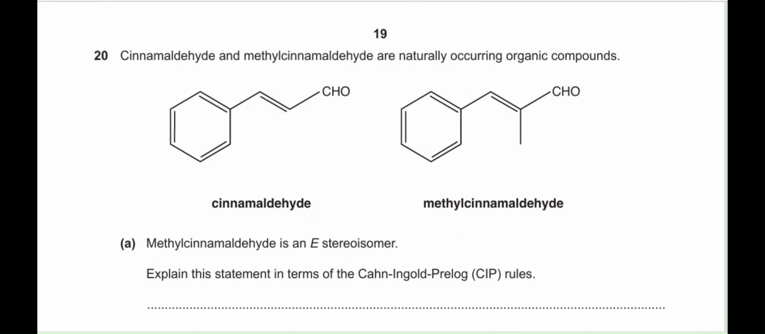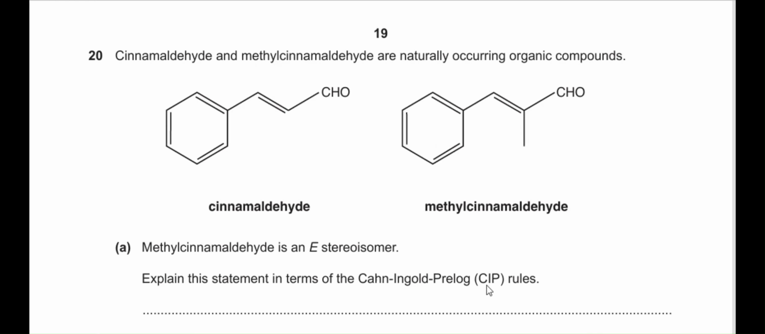Question 20. Cinnamaldehyde and methyl cinnamaldehyde are naturally occurring organic compounds. Methyl cinnamaldehyde is an E stereoisomer. Explain this statement in terms of the Cahn-Ingold-Prelog rules. As per the CIP rules, an E isomer is defined as the one in which the high priority groups are arranged on diagonal sides of the carbon-carbon double bond. If the high priority groups are on the same side of the double bond, then it's called the Z isomer.